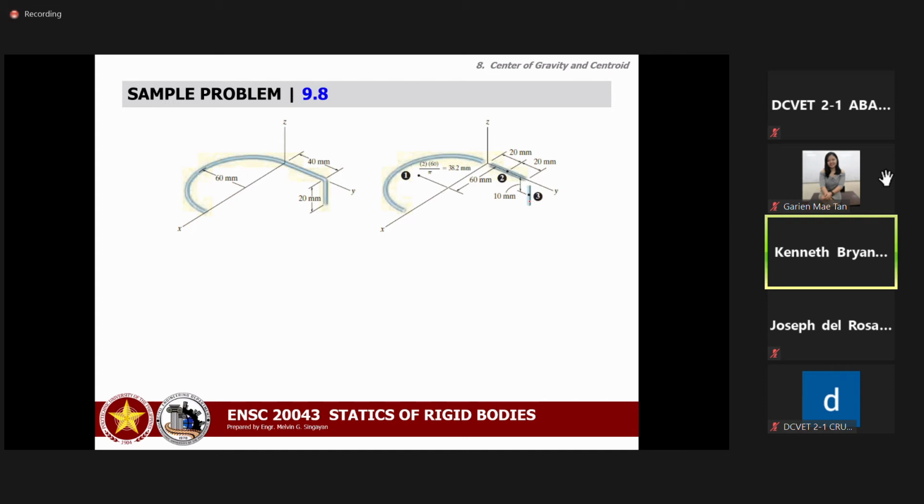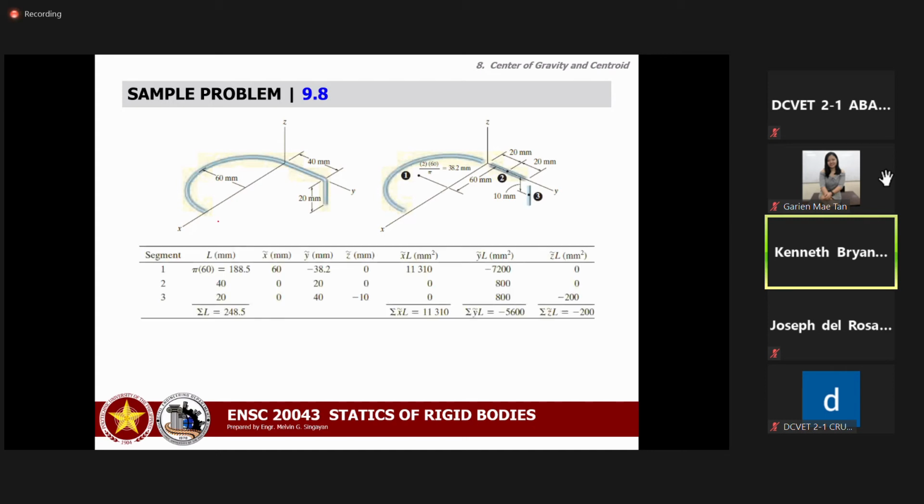And if you have composite bodies, it is suggested to use a solution in tabular form like this one. So we have columns for the length, columns for x curl, y curl, and z curl, and columns for the product of x curl and L, y curl and L, z curl and L. Kasi we know, if we get the sum of the product of x curl and L, that is the summation of x curl times L. And if we get the sum of these lengths, that is the summation of length. Then we know from the formula for centroid, bar x is equal to summation of xL over summation of L. We can solve for bar x by dividing the summation of the product of x curl and L by the summation of the length.